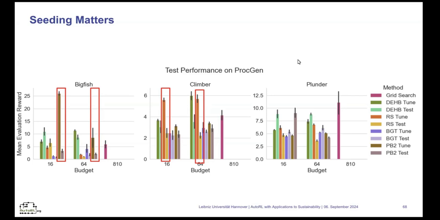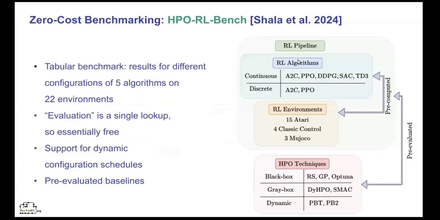And thankfully, there are two approaches where you can get this cost down massively. And I think that's a really interesting entry point for AutoRL. The first one being HPO-RL-Bench. You heard already about that today. That's of course great because this evaluation cost at least really falls away. And even the training cost falls away. You really just look up your results for a bunch of algorithms for a diverse set of environments.